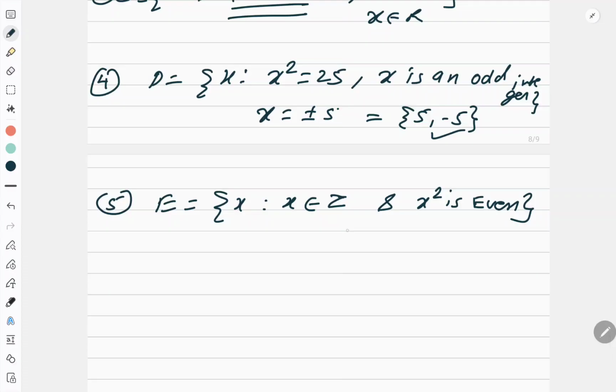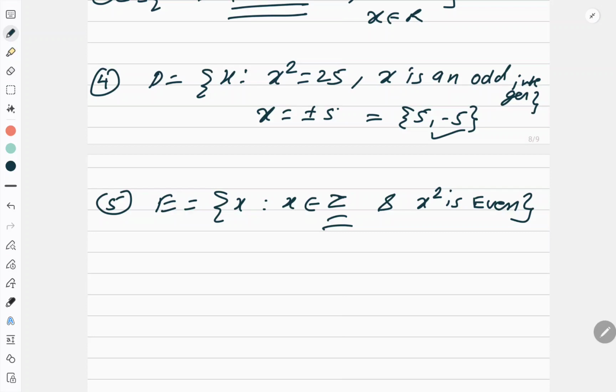x belongs to Z, x squared is even. Now what is this? Z is an infinite set, right? And for that infinite set I am saying x squared is even. So there are infinite numbers whose square is even. Oh, sorry, not like even, the square is positive always, right? Now when you talk about the square of any number, I can have infinite numbers whose square is even, because we know that the square of an even number will remain even, and I have infinite even numbers. So this set is infinite.